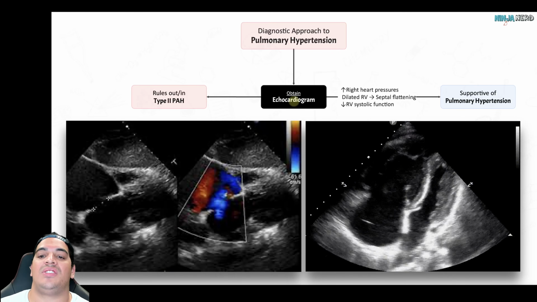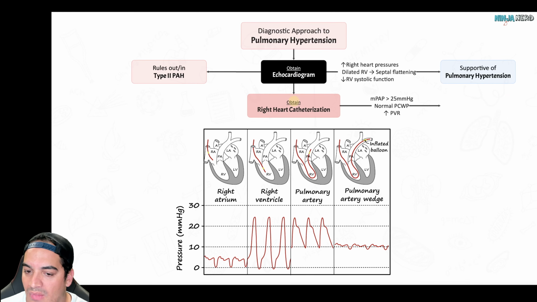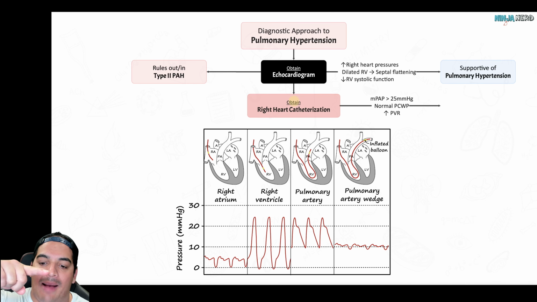But if I wanted the most definitive diagnosis, it's a right heart catheterization. You take a catheter, you run it down through the jugular vein into the right atrium, pulmonary artery, and then you run it up to the pulmonary capillary area and you inflate the balloon. And what happens is it should give you a pressure of the pulmonary arteries. And you get what's called a mean pulmonary artery pressure. If it's greater than 25, that's really concerning, and that's definitely suggestive of a patient having pulmonary artery hypertension.